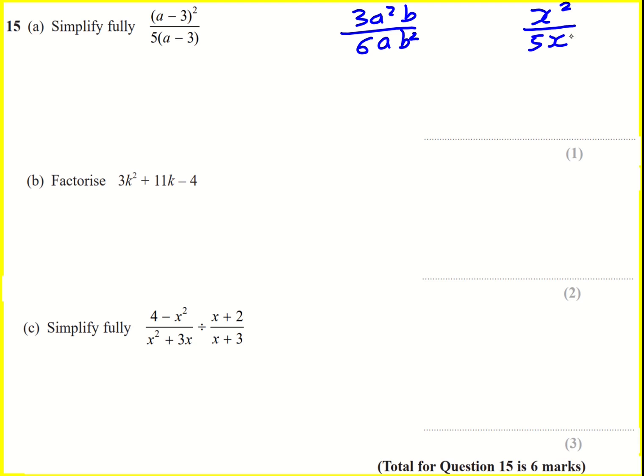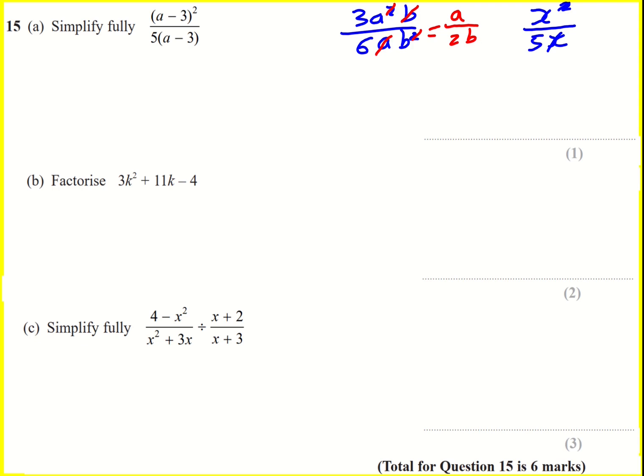The one on the right, you can actually just cancel out x's. You just get x over 5. The one here is a little bit more involved. So you can cancel out those. You can cancel that b out with that one. And the 3 over 6 becomes 2. So you would get a over 2b.